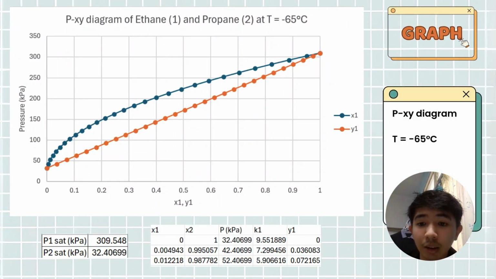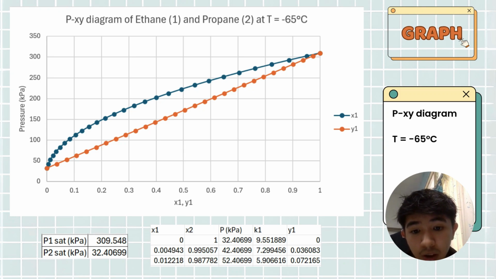As you can see here, this is our Pxy diagram of ethane and propane at negative 65 Celsius. To construct this graph, firstly, we have to calculate the P1 sat value and P2 sat value using the Antoine equation at negative 65 Celsius. The values are listed below on the left side here. After that, we have to construct a table on the right side, and we start off with the pressure value at 32.4.